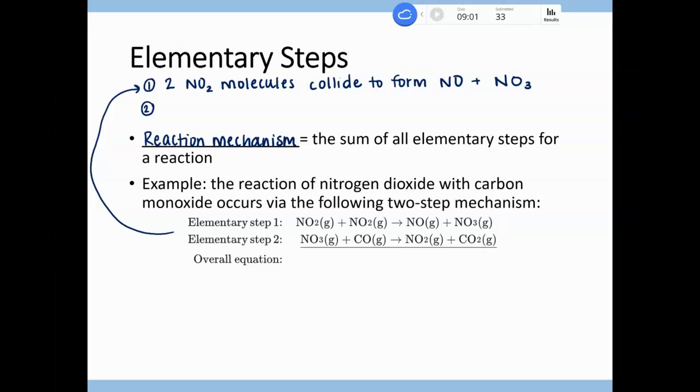In the second step, notice that the reagent is NO3. That was generated in the first step and then is used in the second step. That reacts with carbon monoxide to reform NO2, the original reagent, and form carbon dioxide. So NO3 and CO, carbon monoxide, collide to form CO2 and reform NO2. Said reform because that was a reagent.